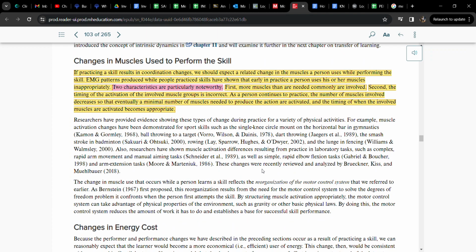Next is changes in muscles used to perform a skill. We kind of talked about this: there's more economy of movement. Initially, when we first start learning a skill, there are tons of extra muscles being used, maybe lots of extra energy and lots of extra EMG activity. As time goes on, we get more efficient, it requires less energy, fewer muscles are involved, and we become more tolerant and just more automatic at doing that particular skill. So fewer muscles over time.